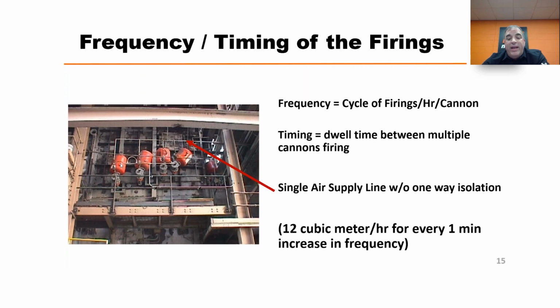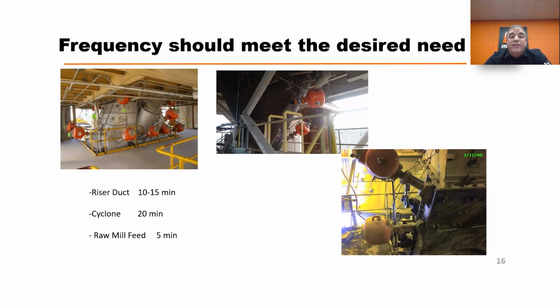But for every minute that you can increase in that frequency, you get 12 cubic meters per hour of extra air. So if you have cannons on a 10-minute cycle, increasing them to 11 or 12, as long as it's giving you the same effect, helps the entire system. So the frequency, as I said, should meet the desired need.